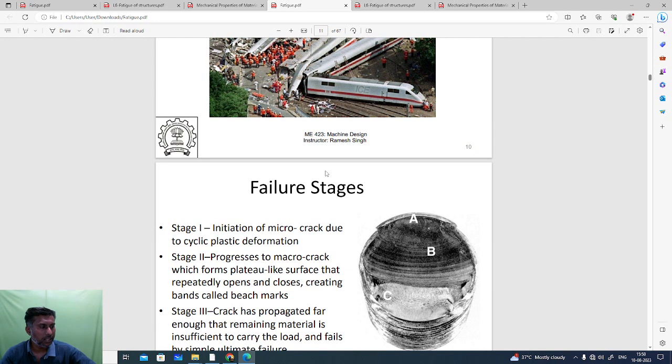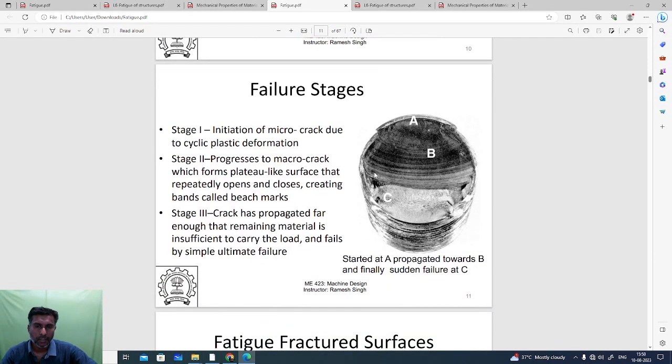Next, the failure stages. There are 3 stages, categories A, B, C. That means initiation, then propagation, and finally fracture. Stage 1, represented by A, is the initiation of a micro crack due to cyclic plastic deformation. The image may not be clear, but it is the crack starting from a very minor deformation.